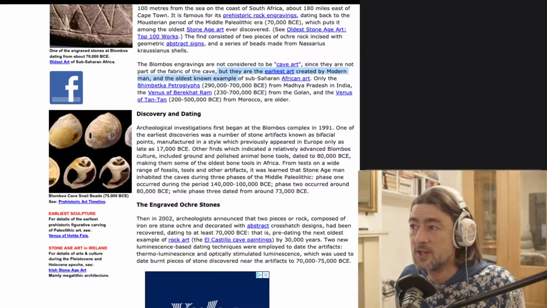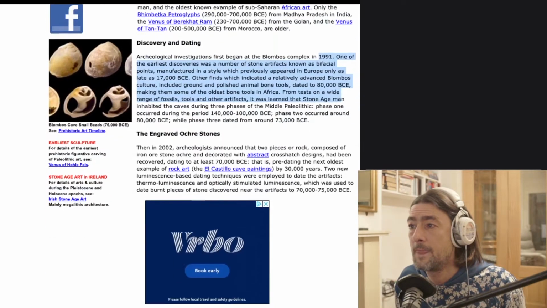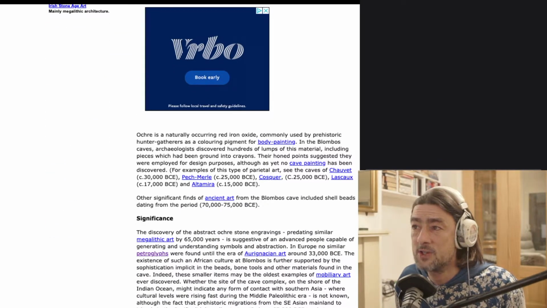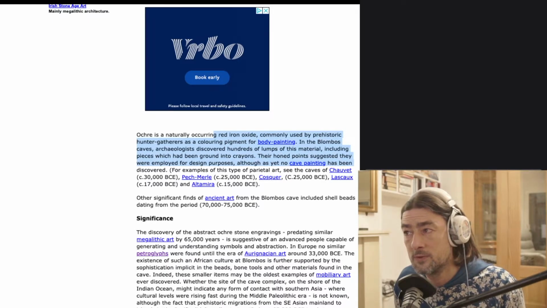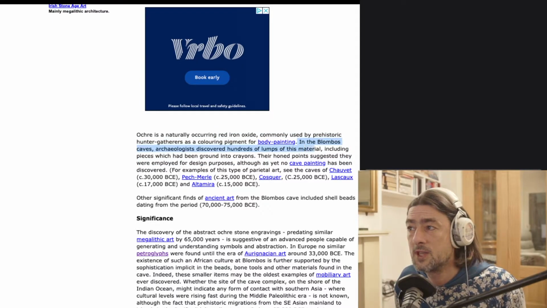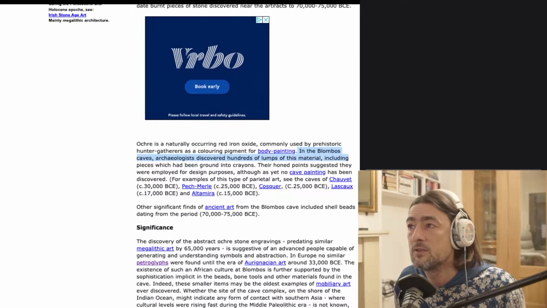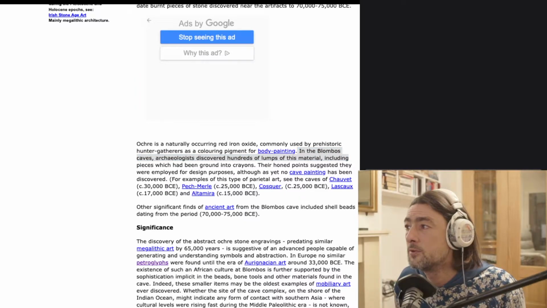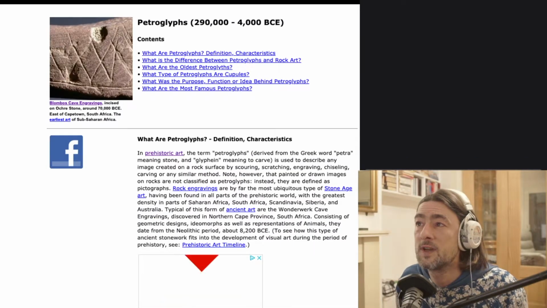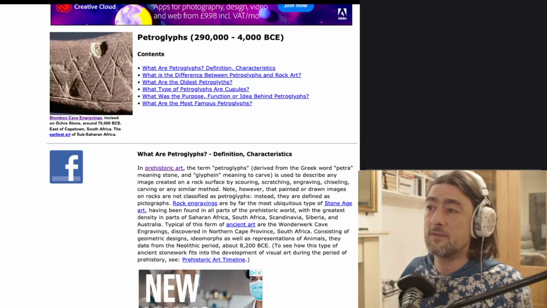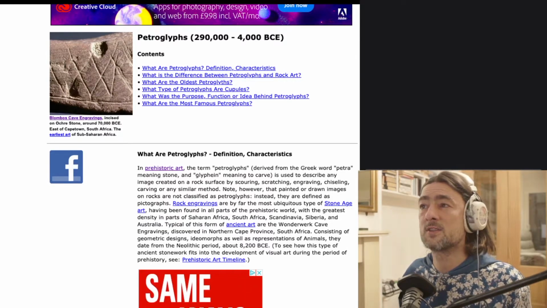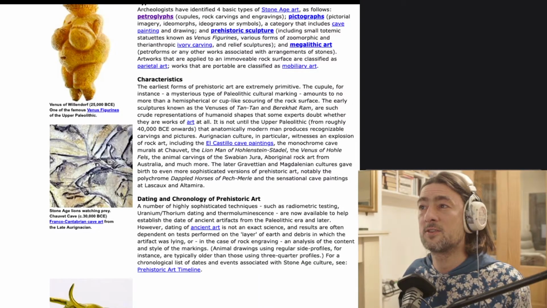Archaeological investigations first began in 1991. Wow, so we haven't even known about this that long. Engraved ochre stones. Ochre is a naturally occurring red iron oxide used by hunter-gatherers as a colouring pigment for body painting. So they had these stones kicking around. They're not exceptionally valuable to these primitive people. That was some petroglyphs. That's what a petroglyph is. It's a carved rock, and they were the earliest things.